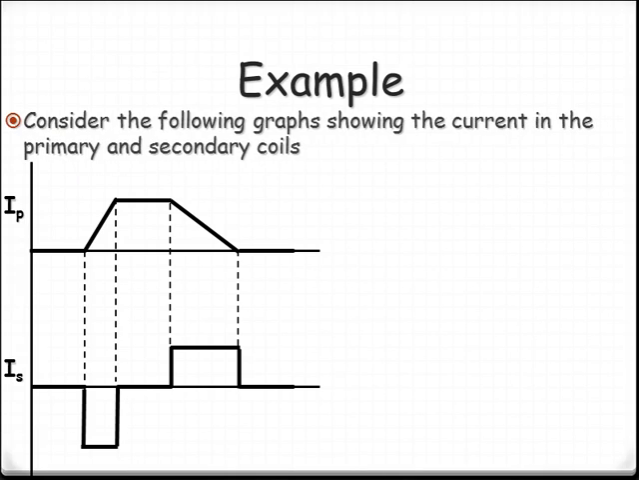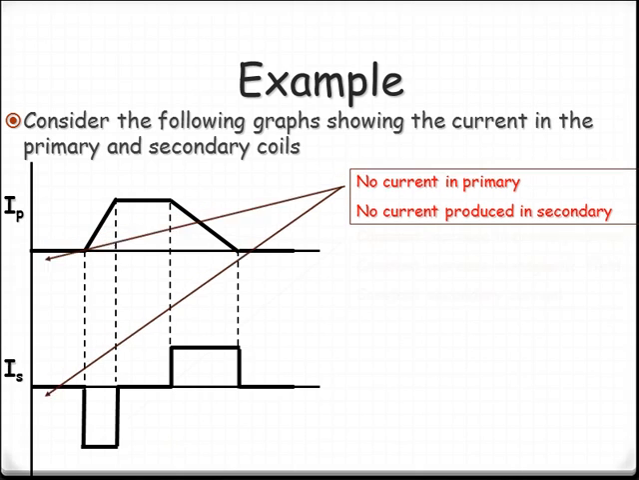Okay, let's have a look at this example. So let's consider what's happening here. Current in the primary coil is 0, so we have 0 current in the secondary coil. As the current increases, we produce a current in the secondary coil. It's a constant rate of increase. That means that we get a constant current in our output.